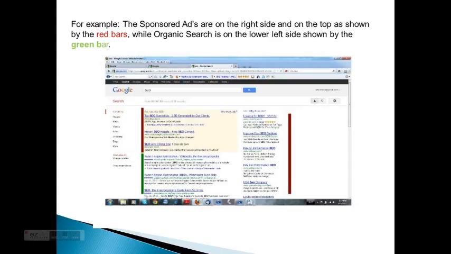So if we look at it, for example, the sponsored ads are on the right side. On the top is shown by the red bars. And then organic search is on the lower side, shown by the green bar.